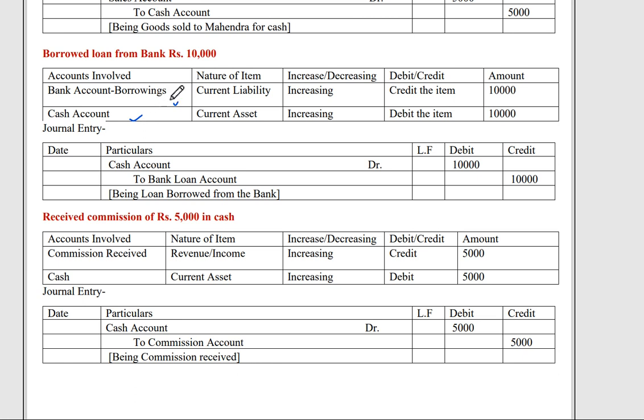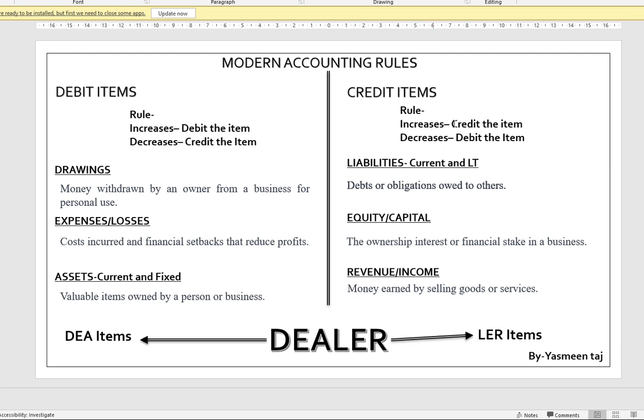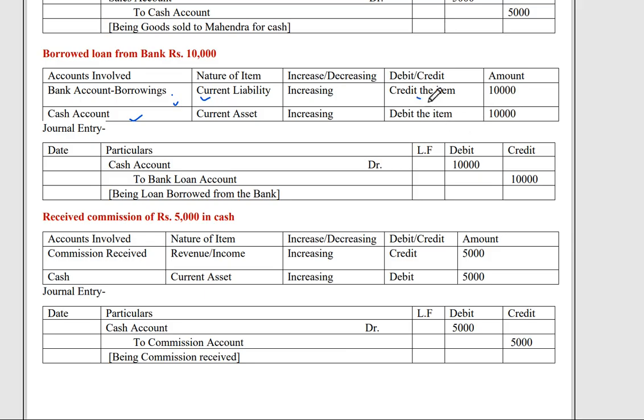So here bank account, which is a form of current liability, bank account means borrowings. When you are borrowing something, you have to pay that amount later, right? Today you may be taking a loan from a bank of rupees 10,000, but in future you have to pay that loan amount back to the bank. So that is why that is a current liability. Current liability is increasing for our business. Hence when the liability is increasing, we have to credit the item as per the rules.